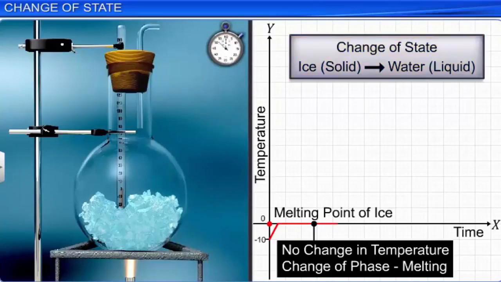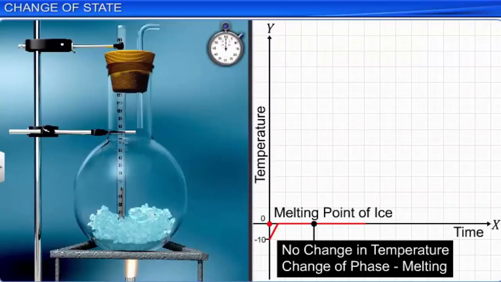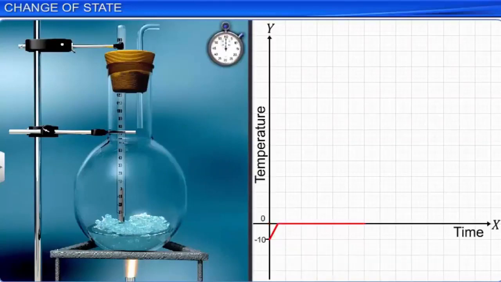During this process, both solid ice and liquid water coexist. No change in the temperature is observed till the entire ice in the flask melts to water. That means, on absorbing heat, ice at 0 degrees Celsius converts to water at 0 degrees Celsius. The temperature at which the solid and liquid states of a substance are in thermal equilibrium with each other is called melting point. Thus, the melting point of ice is 0 degrees Celsius.